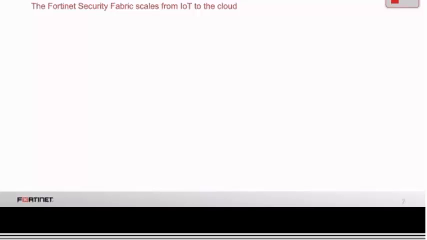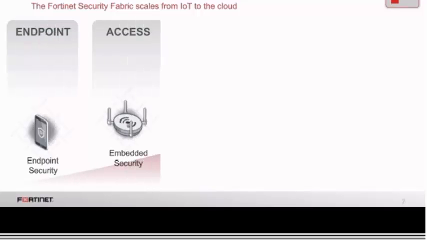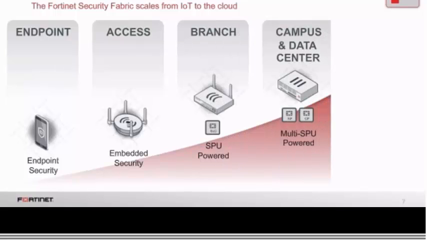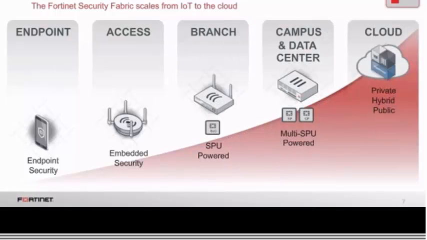The same security performance that is provided at the endpoint for devices like laptops and mobile phones must also be embedded at the access layer for wired and wireless network access. It must be able to scale from the smallest branch deployments to the largest, most complex and data-intensive campus and data center environments, and it must also be available virtually to protect the private, hybrid, and public clouds. Wherever security is deployed across the environment, it must operate at the speed of the network.